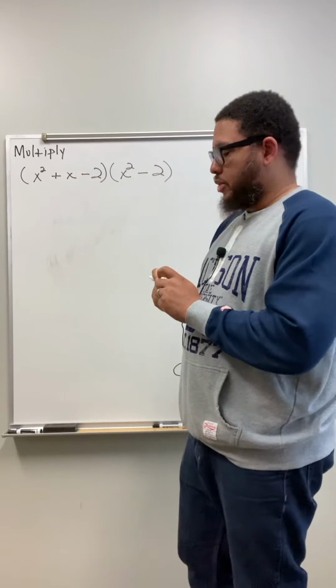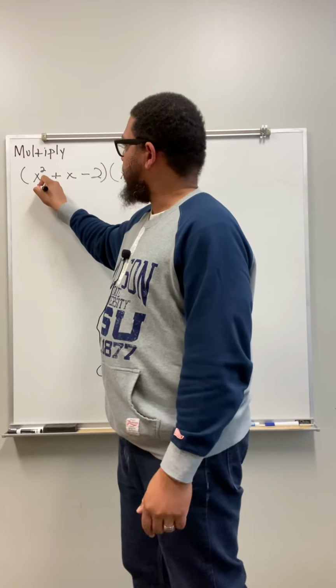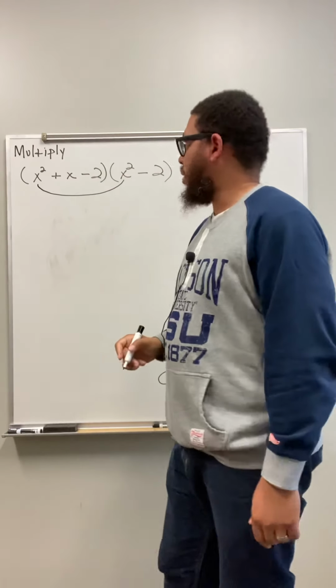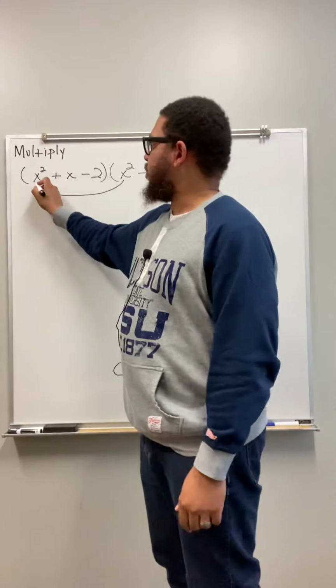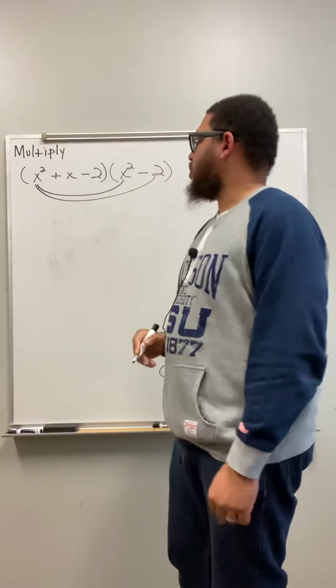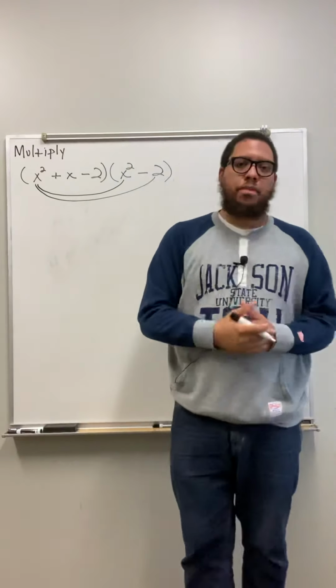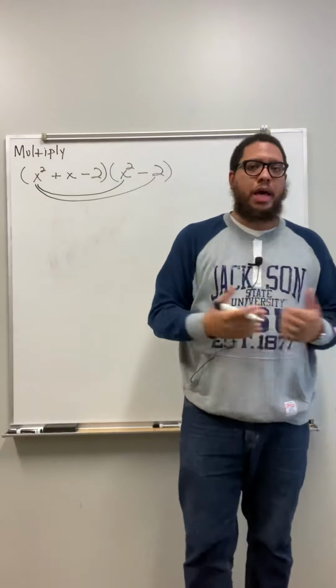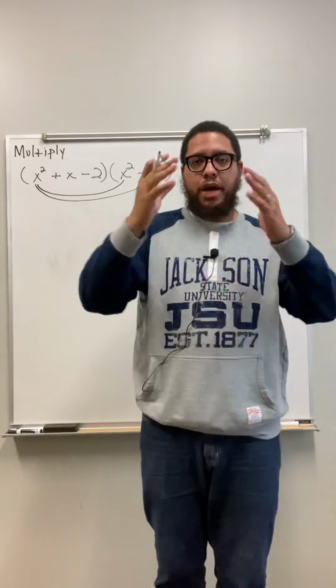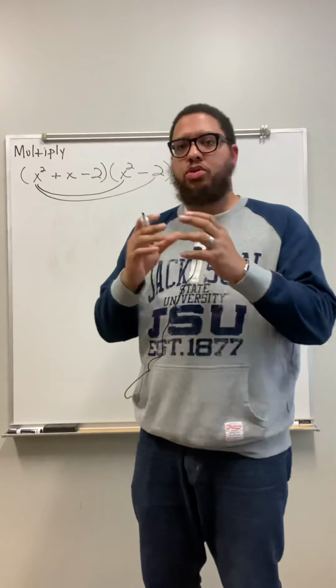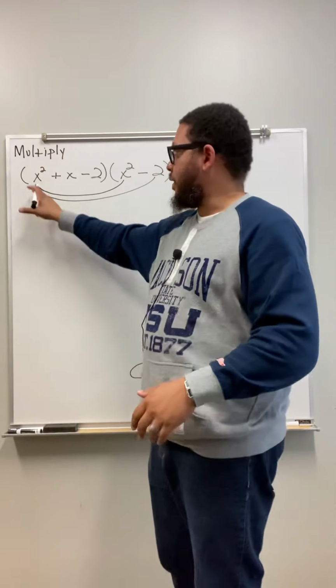So for starters, I'm going to do this. I'm going to multiply x squared by x squared. All right? And then I'm going to multiply x squared by negative 2. So the first question, how do I multiply x squared by x squared? When you're multiplying two terms that have the same base and there are exponents involved, all you do is write that base down. So in this case, the base is x.